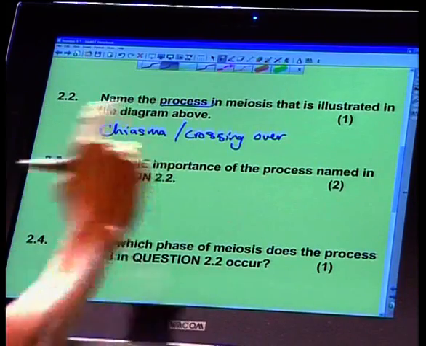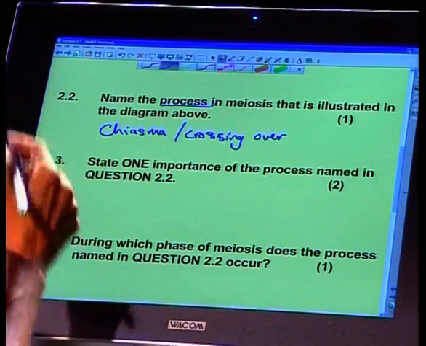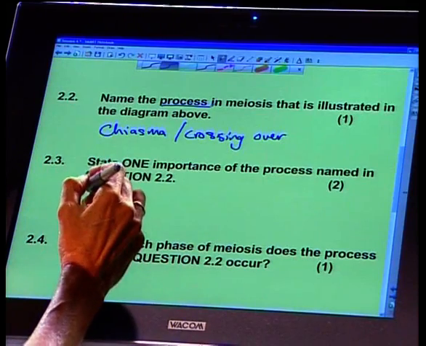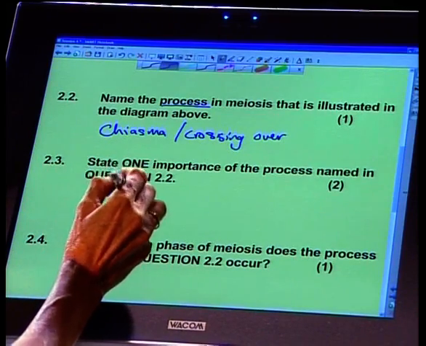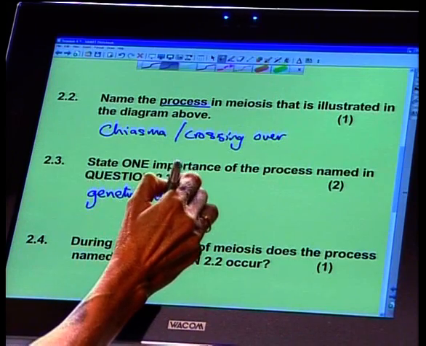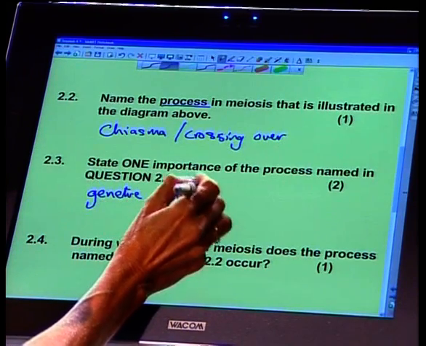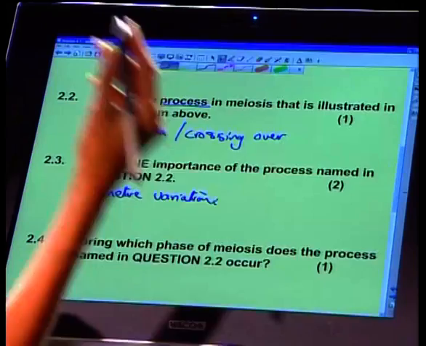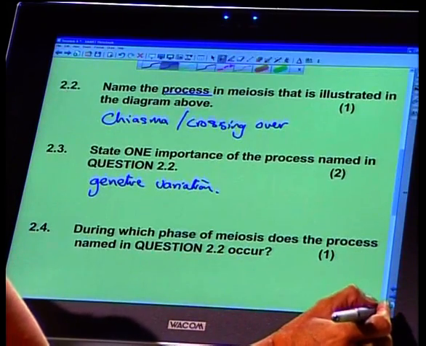Then it says state one importance of this process. Well, guess what? The answer is going to be genetic variation. And that is so that you can look like your great-grandfather, and you can have your great-great-great-aunt's funny fingers, or funny little tip on your nose, or dimples. Those are all family traits, and you are a combination of all the family traits that have gone before you. So isn't that wonderful? That's why we're so special as human beings.